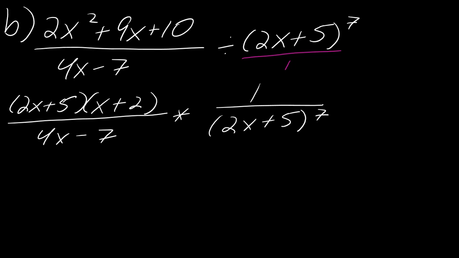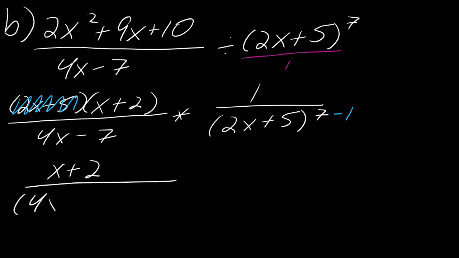Okay, so now what can cancel out? Well, one factor of 2x plus 5 can cancel out here, so I can subtract 1 from this exponent. And then I'll be left with x plus 2. Actually, I don't need the parentheses here. x plus 2 over 4x minus 7 times 2x plus 5 to the 6.